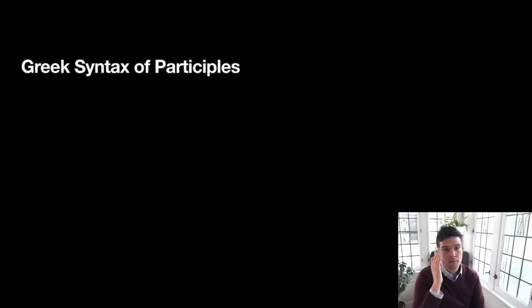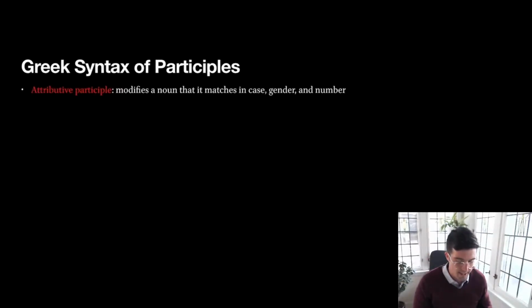All right, a little bit more on the Greek syntax of participles. So far we've given a general overview of participles and given some information about them. Now we're going to specifically talk about not their forms, not what they're necessarily going to look like, but how they're going to relate grammatically to certain things in a sentence.